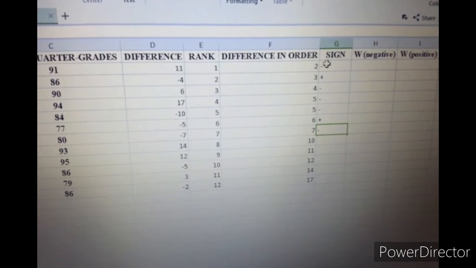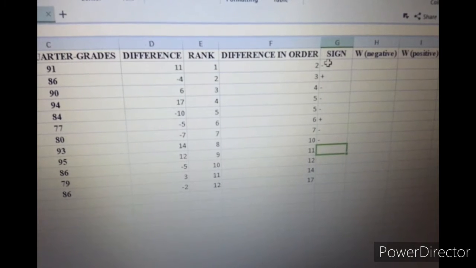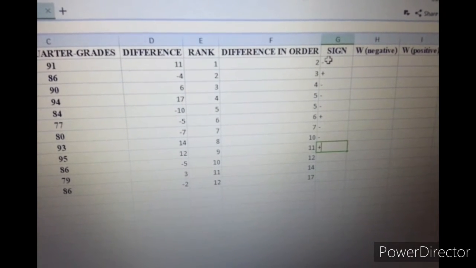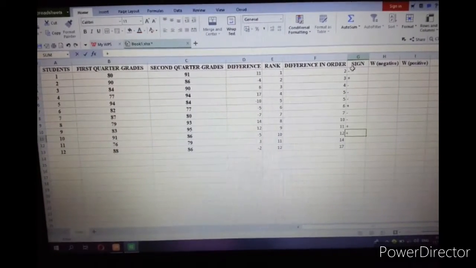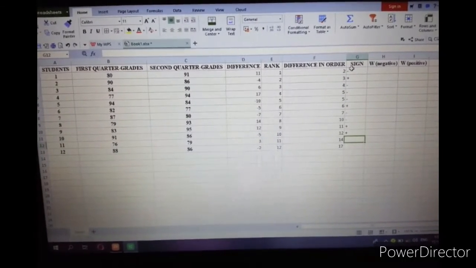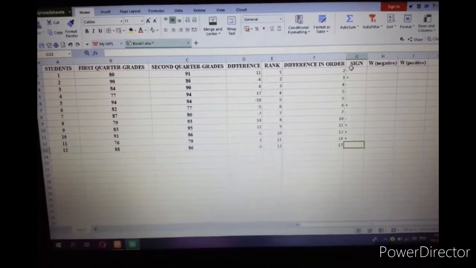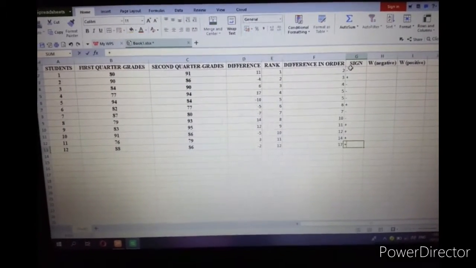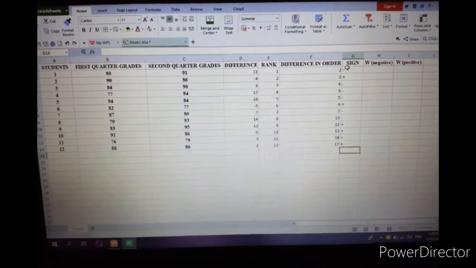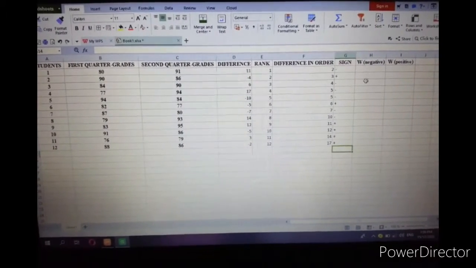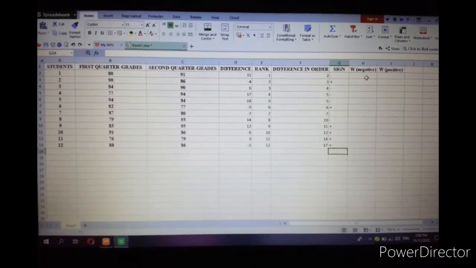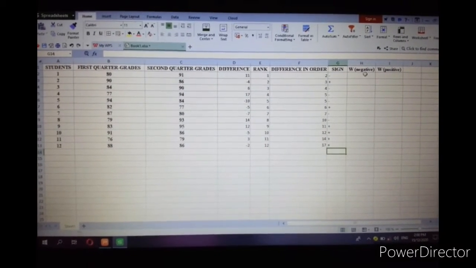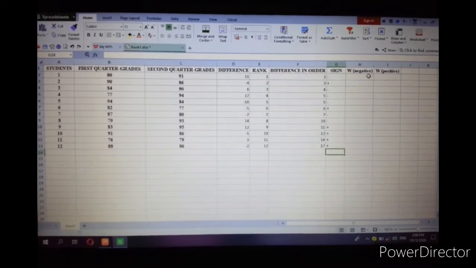7 is negative. And 10 is negative also. Then 11, we have positive. So our 12 is positive. Then 14 is positive also. And the last, the 17, is positive. So next thing to do is, here we're going to calculate the Wilcoxon signed rank sums.